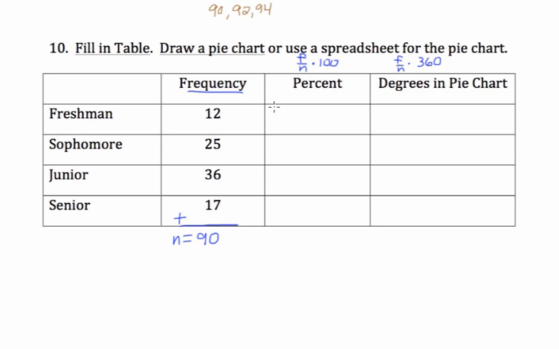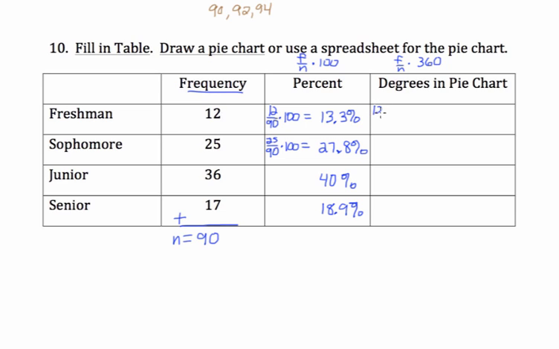So to find the percent, I'll do 12 divided by 90 times 100. I end up with a decimal. I will round that to 1 decimal place, 13.3%. The others are calculated similarly. I will continue finding the degrees in my pie chart.